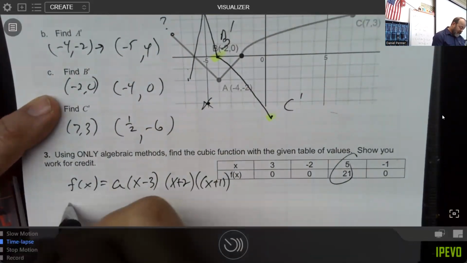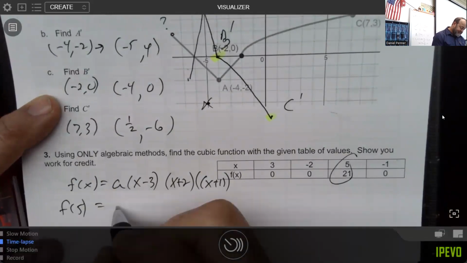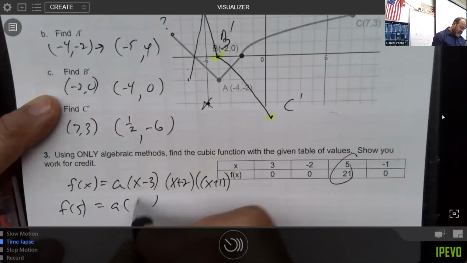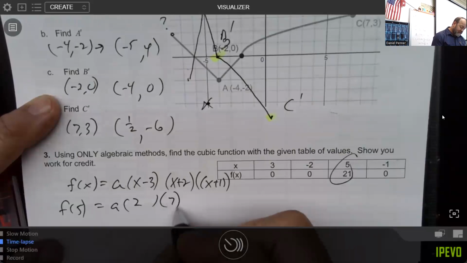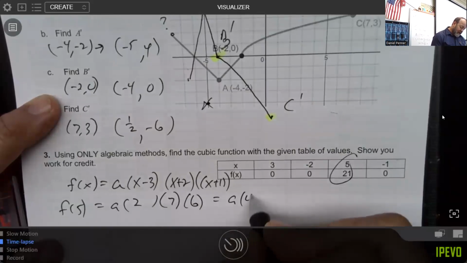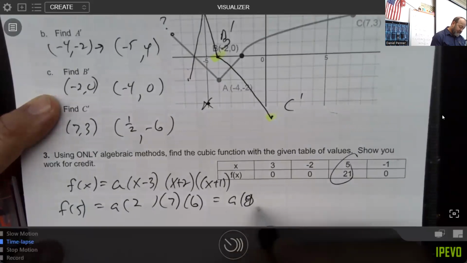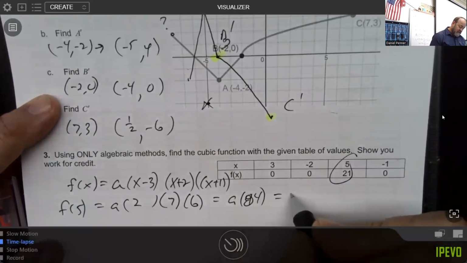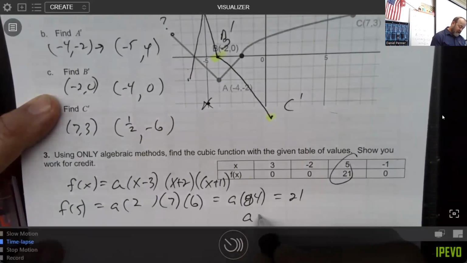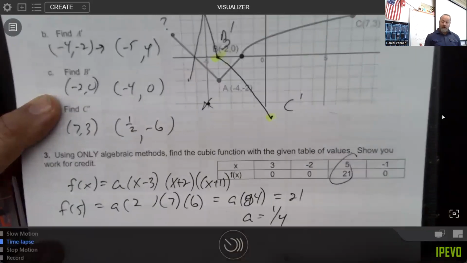But I want to say that if I plug in 5, minus 3 is 2, 5 plus 2 is 7, 5 plus 1 is 6. So I have A times 84, I believe it is. 7 times 6 is 42, times 2 is 84. And somehow that number is supposed to be 21. So if I divided both sides, I'd get a quarter.